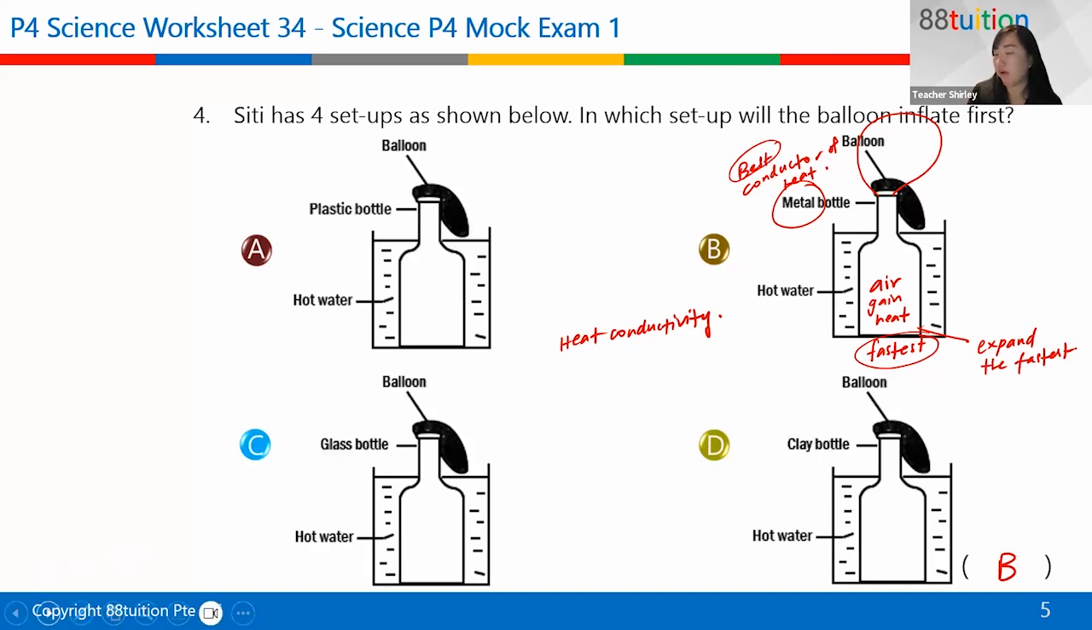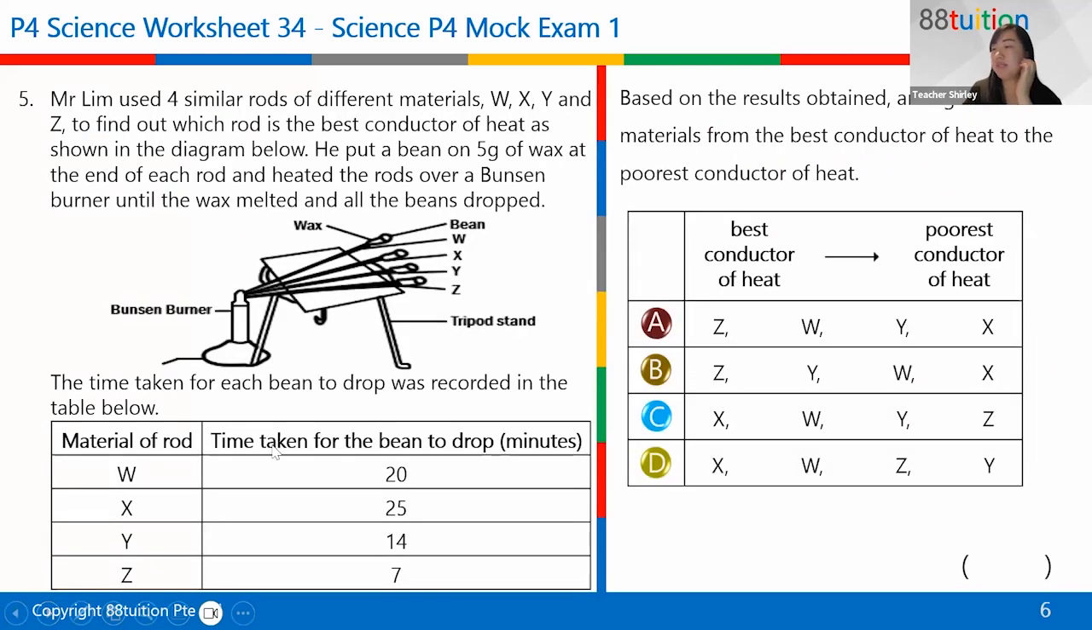Okay, next one. Mr. Lim used 4 similar rods of different materials, W, X, Y, and Z, to find out which rod is the best conductor of heat as shown in the diagram below. He put a bean on 5 grams of wax at the end of each rod and heated the rods over a Bunsen burner until the wax melted and all the beans dropped. The time taken for each bean to drop was recorded in the table below. Based on the results obtained, arrange the materials from the best conductor of heat to the poorest conductor of heat.